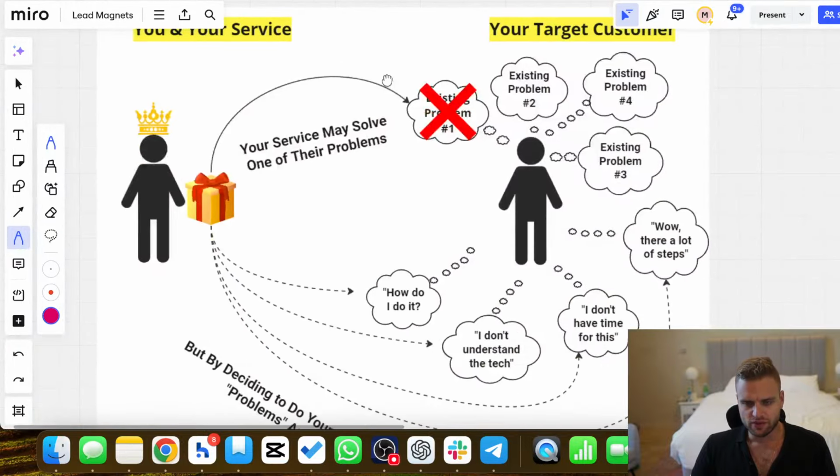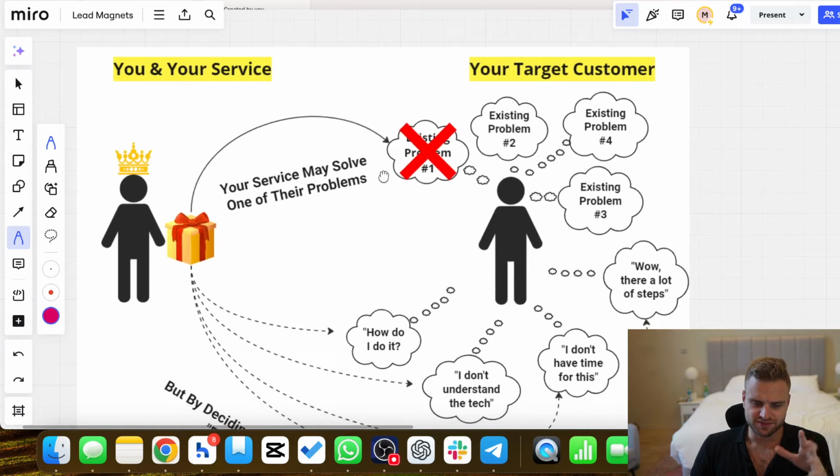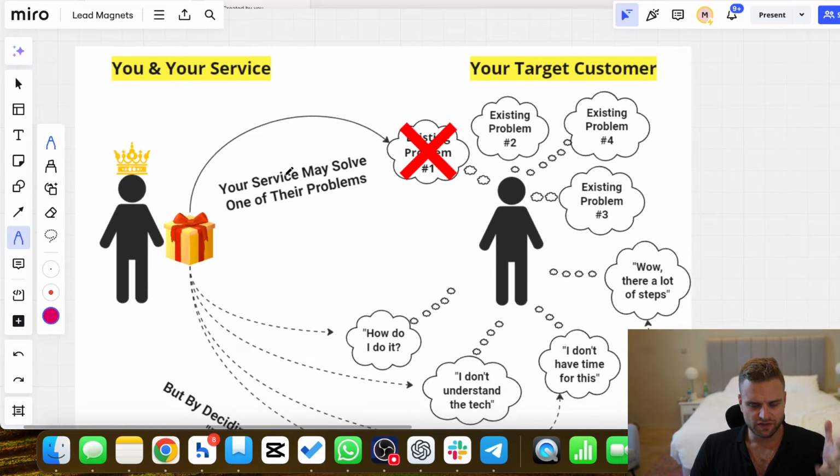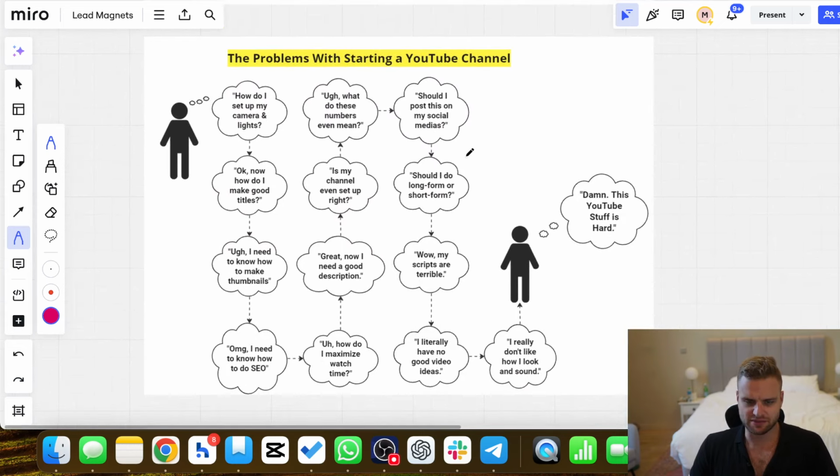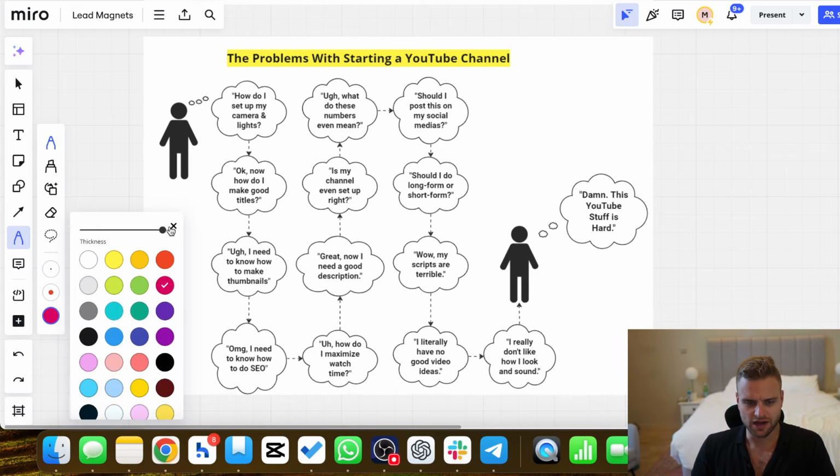The reason that we want to do lead magnets is that our lead magnets are solving their problems. That is how we should be visualizing this. Someone wants to generate more leads, that's a problem. Someone wants to start making YouTube videos but doesn't know where to start, that's a problem. Someone wants to know how to make a good newsletter, that's a problem. So what our lead magnets need to do, and let's go to this YouTube example, is solve these problems, make it easier, and hopefully overcome objections.